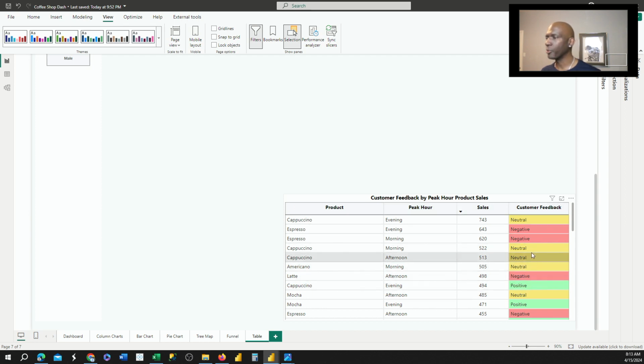And as I said before, if you don't have color schemes provided by the customer, then as a rule of thumb you can use red, yellow, and green as negative, positive, and neutral, or good, bad, and indifferent. So in this particular case, we have negative feedback indicated by red, neutral feedback indicated by yellow, and positive feedback indicated by green.